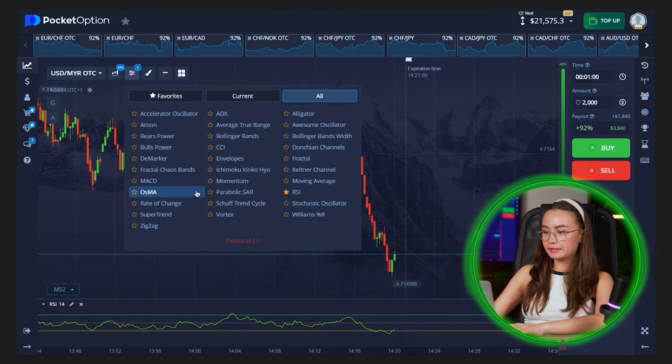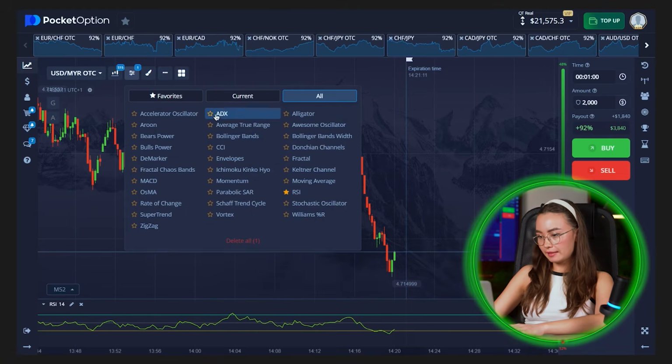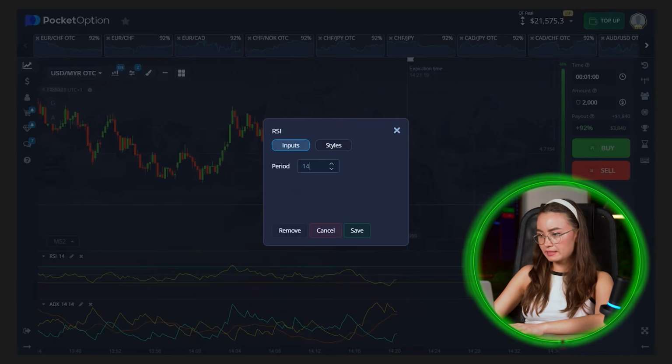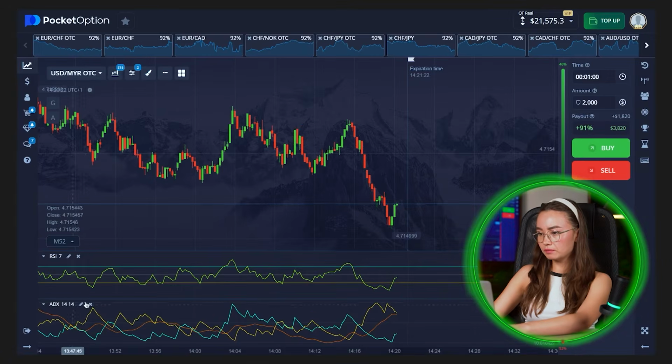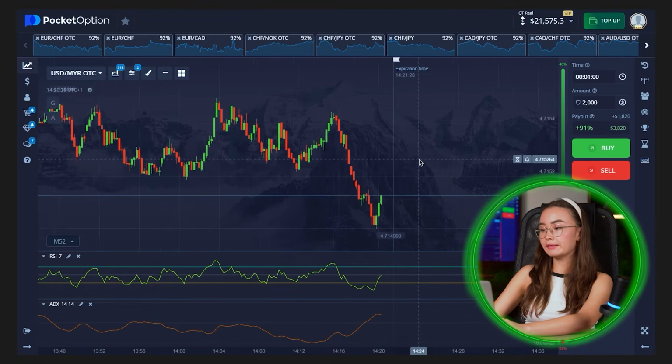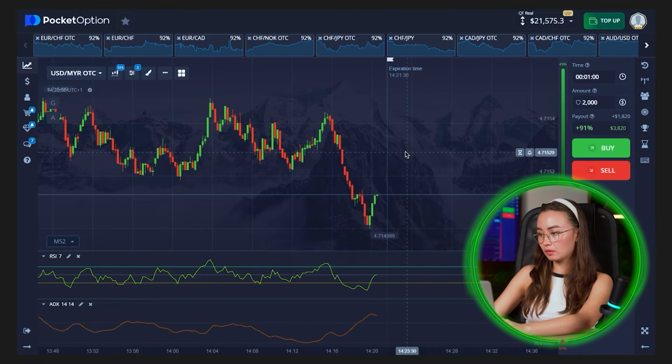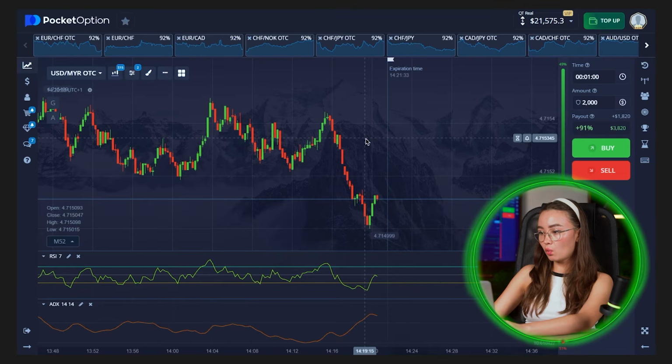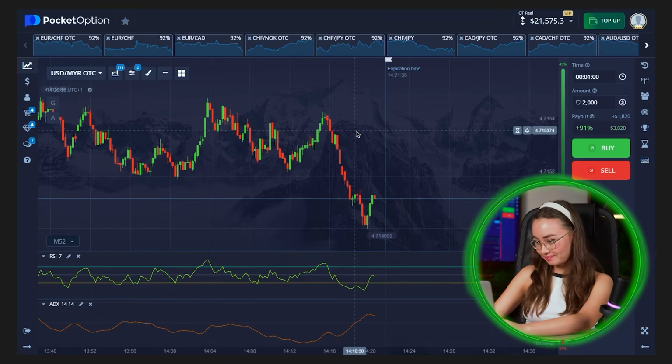Now we add 2 indicators, RSI and ADX. Set the RSI period to 7. On ADX, turn off all lines except for the top one. We only need the main signal line. Okay, now we are ready to trade.